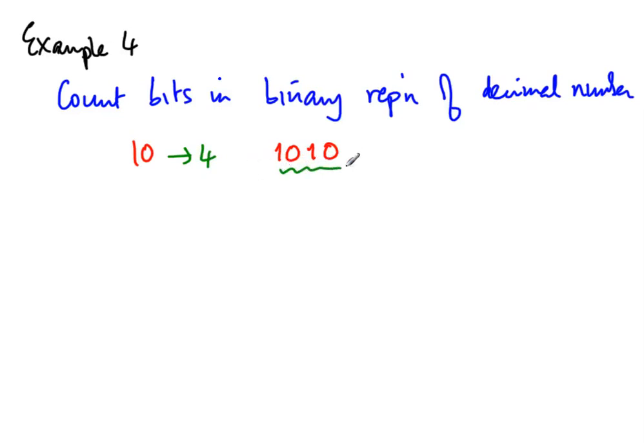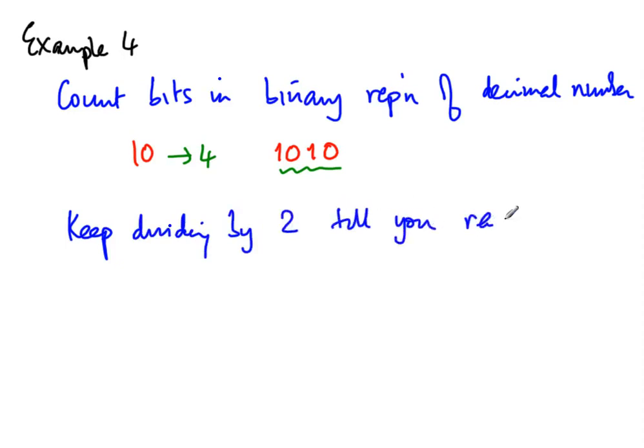So we want to count the length of this. How many binary digits are there? The strategy here is that you keep dividing by 2 till you reach 1. The way this would work for 10, for example, is that you will divide 10 by 2 and get 5, and you will count that this requires 1.